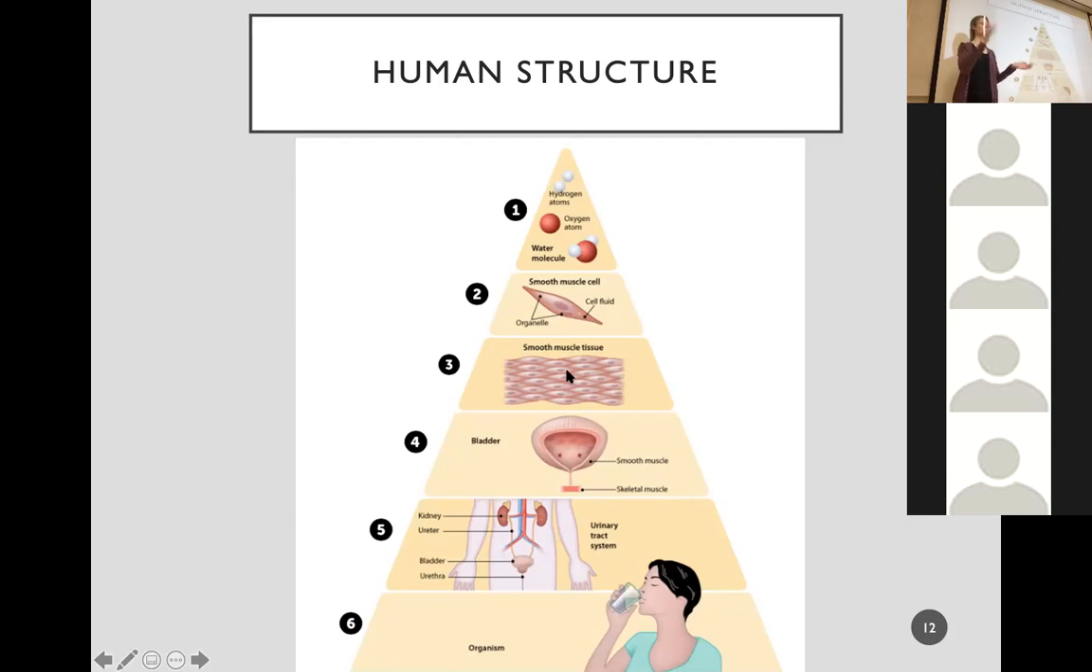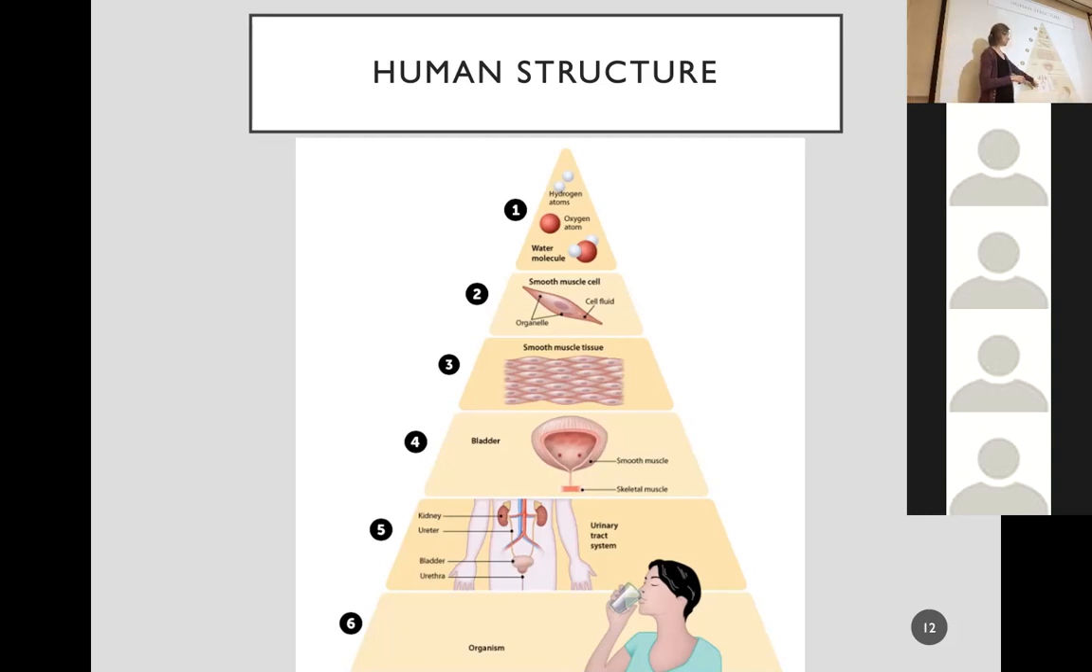So a bunch of cells working together are going to form a tissue. You'll learn all about the different kinds of tissues. A bunch of tissues working together is going to form an organ. So in this case, we're moving into the urinary tract system. A lot of smooth muscle tissue forms the bladder. So the bladder is just one organ in the organ system of the urinary tract.